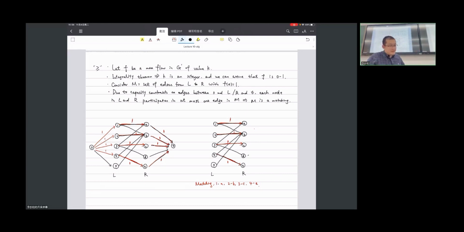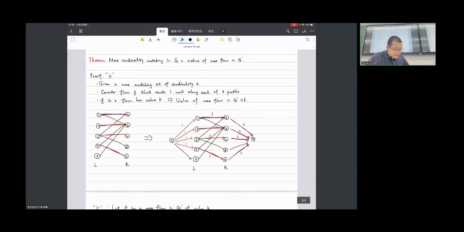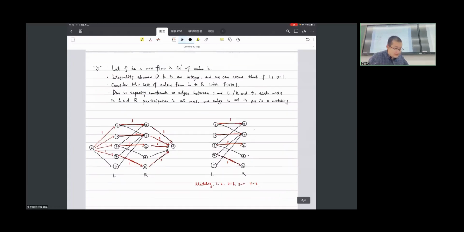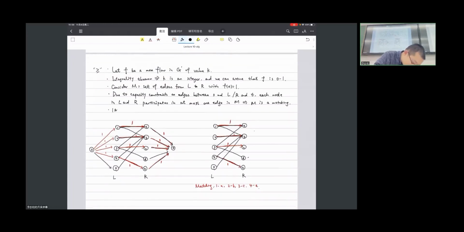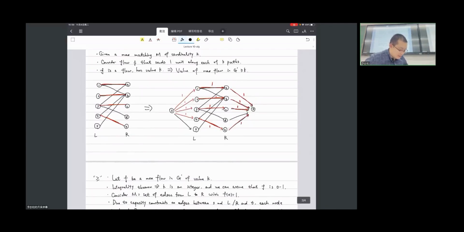Okay, so now we know that M is a matching, and we are going to prove the larger than or equal to side, that the maximum cardinality matching is larger than or equal to the value of the max flow. This is very simple to see because the cardinality of M just equals the cut between L union S, where small s is the source, and R union T. This is a cut, and a cut is larger than or equal to the value of the min cut. But we all know that the value of the min cut equals the value of the max flow, which equals K in this case. So we finished the proof that the cardinality of M is at least K. Looking at both sides, we finished the proof.